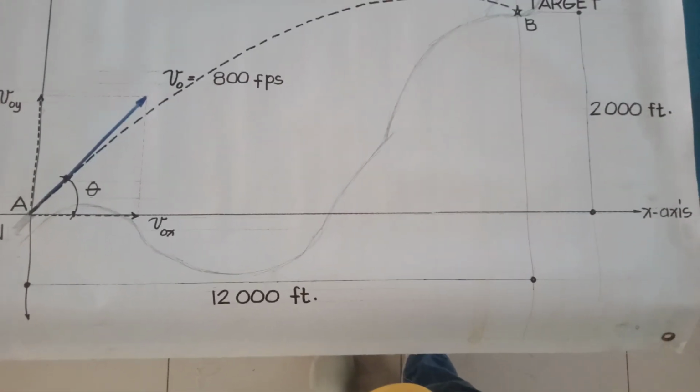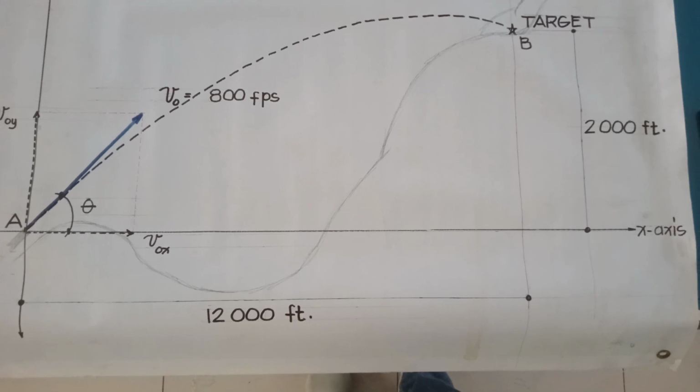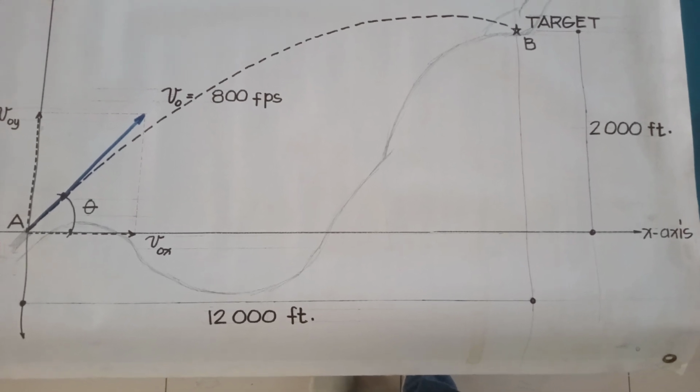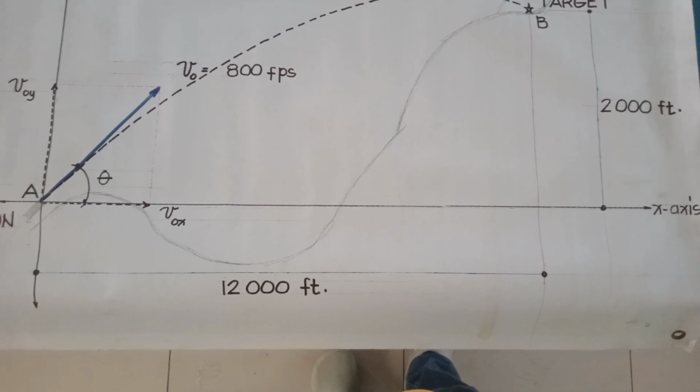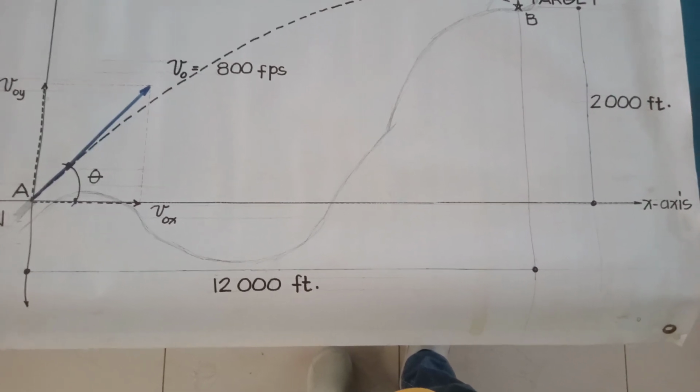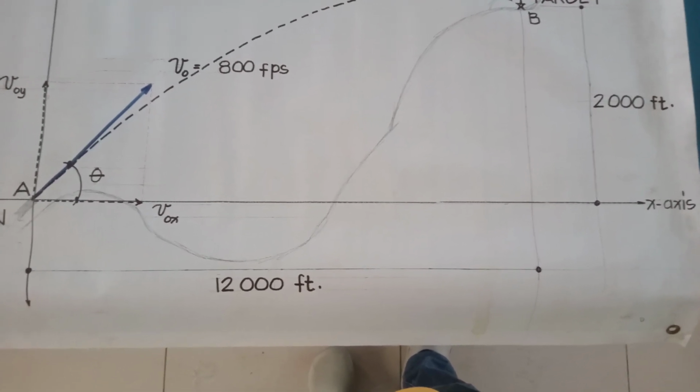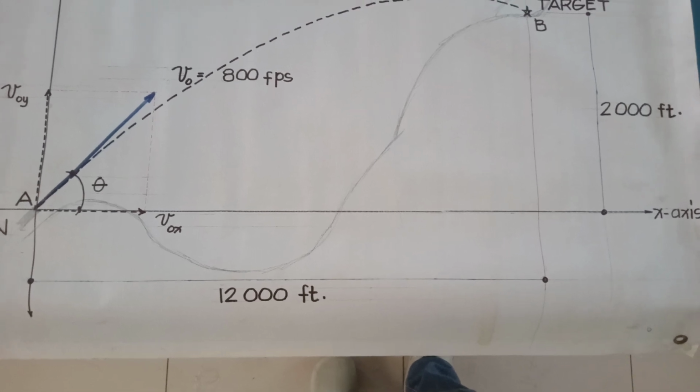Now, let's say we have a target at point B right there, which is 2,000 feet above, vertically above point A or the launching point, and 12,000 feet to the right, horizontally to the right of the same launching point.